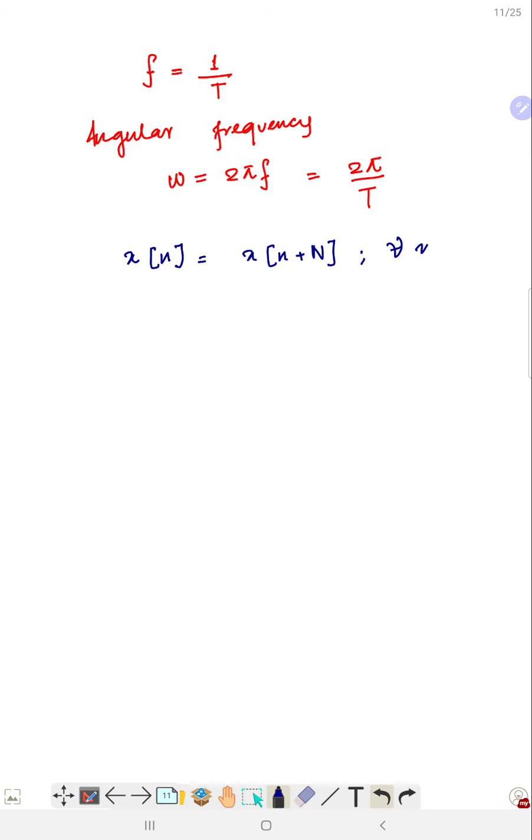Again, for all values of the small n. And n has to be an integer because we are talking about discrete time. It cannot be a decimal or a fraction, it has to be an integer. And the smallest value of the integer n for which this equation is satisfied is called the fundamental period. Fine.